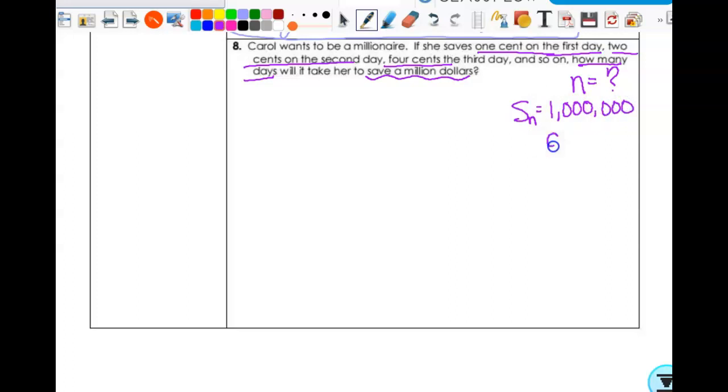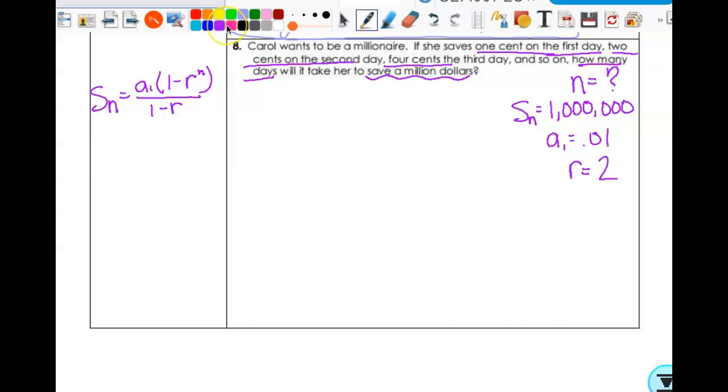What is our first term? 0.01, because it's 1 cent. 0.01. What is R? 2, because we have 1 cent, then 2 cents, then 4 cents, and so forth and so on. So R is 2. Okay? So into our formula, which is that S sub n is equal to A sub 1 times 1 minus R to the nth all over 1 minus R. Okay, that's our little formula.